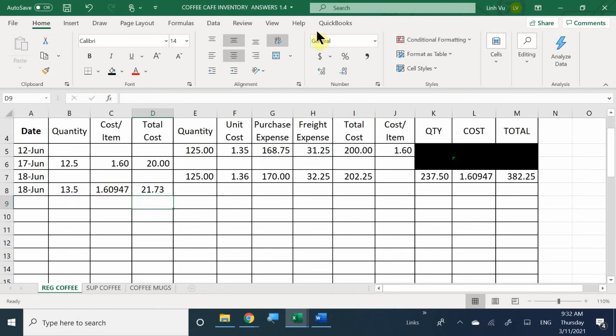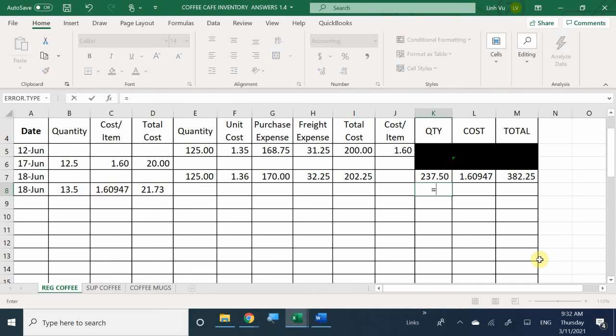21.73. All right. Let's go ahead and update my inventory right now. So here, if I started with 237.5 and I used 13.5, how much should I have left? Did you add it together? We're subtracting. 224. Should be 224 even, all right?